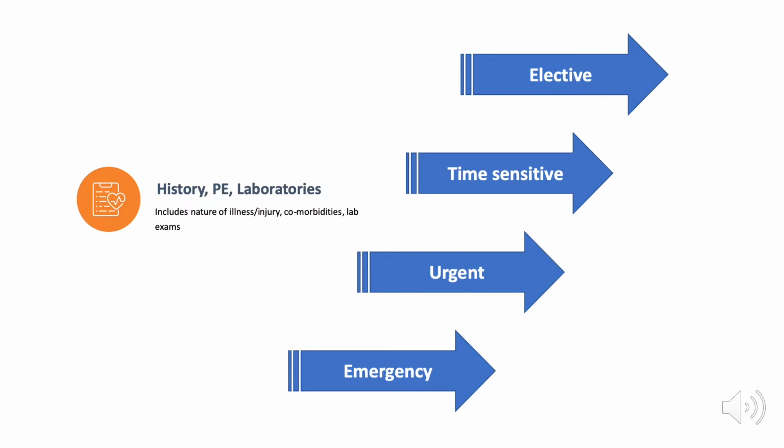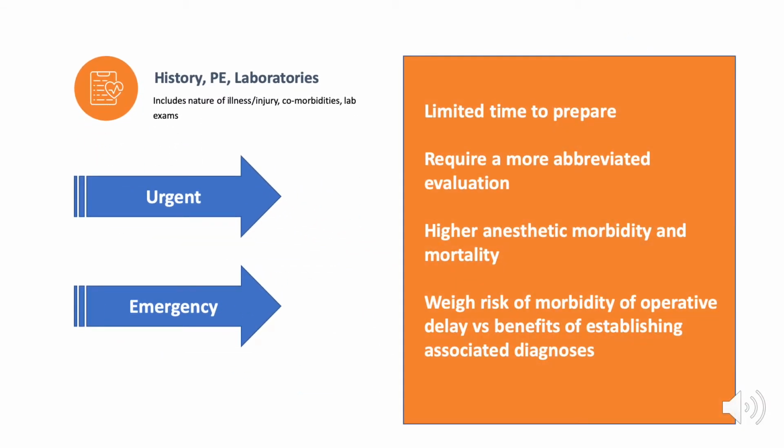So again, we'll run through the urgency or the different types of surgery. For a history, for urgent and emergency cases, like I said, you're pressed for time with these patients, so you have limited time to prepare. They require a more abbreviated evaluation, which therefore increases anesthetic morbidity and mortality. So the anesthesiologist and the surgeon must weigh the risk of morbidity of operative delay versus benefits of establishing associated diagnosis that can influence patient management.